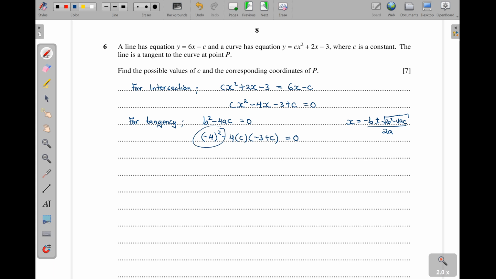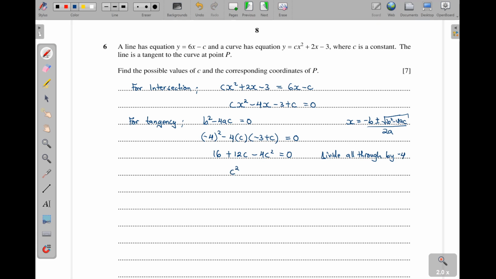When you square this 4 here, you will get a 16. Then minus 4c times minus 3, that one will give us a positive 12c. And then minus 4c times c, you will get negative 4c squared, which is equal to 0. This is a quadratic equation. I can divide all through by negative 4 such that the coefficient of c squared here becomes a positive.